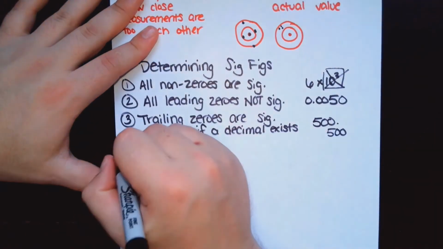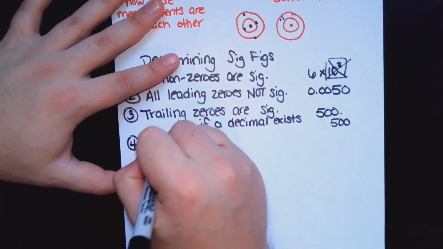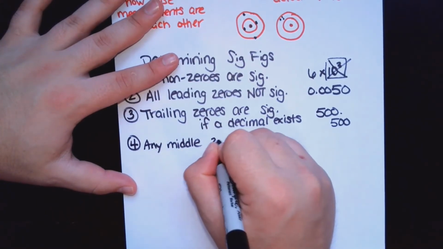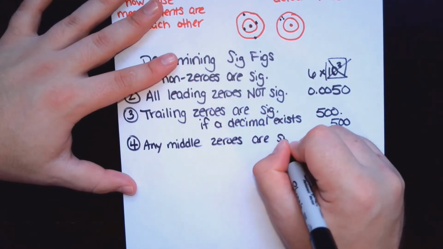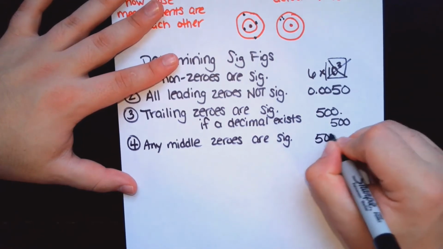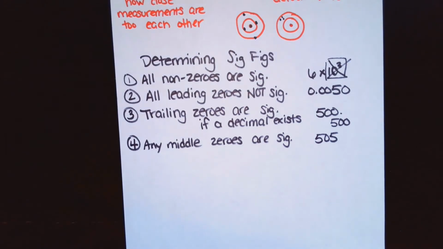Okay, and the last rule for determining sig figs in a number is that any middle zeros are significant. So those are just zeros between two non-zero digits. So something like this, 505. That would make the zero significant, whether there's a decimal present or not. Right?